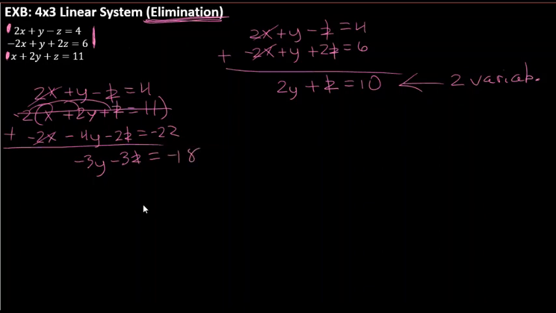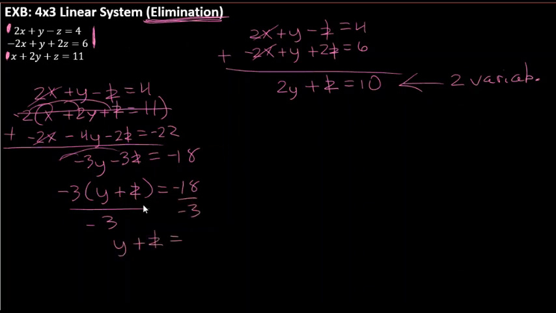Right? And to save myself some trouble, just like I did in the earlier example, I'll factor out a common factor right here. So I'm going to factor out a -3, and that's going to leave me with y plus z equals -18. Go ahead and divide by -3, divide by -3. That's going to leave me with y plus z equals +6. And that's going to be much easier to work with over here. So y plus z equals 6.